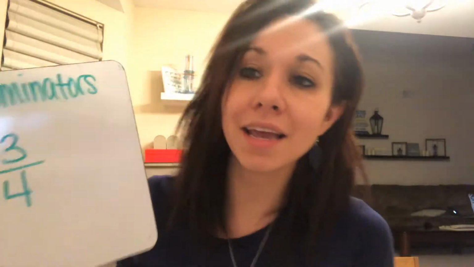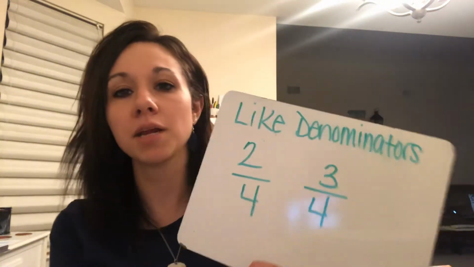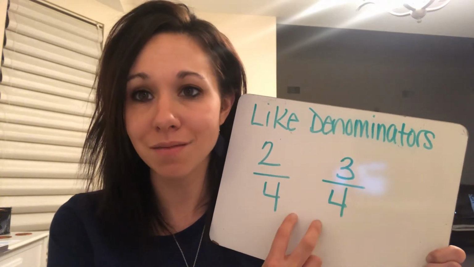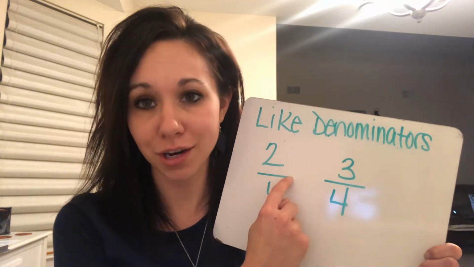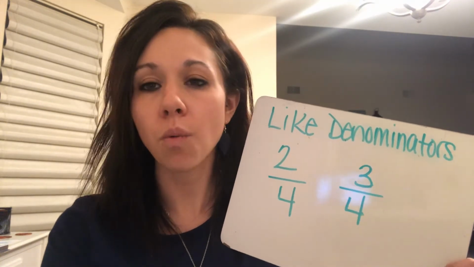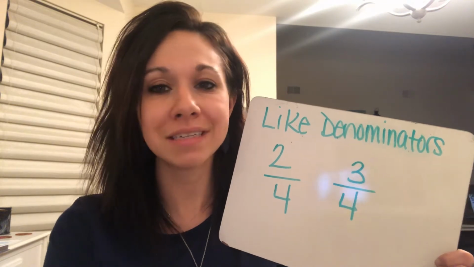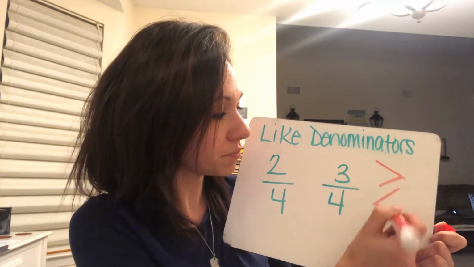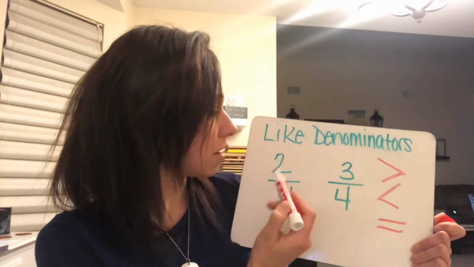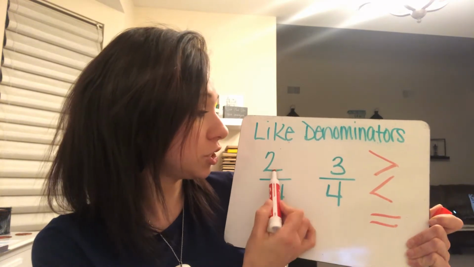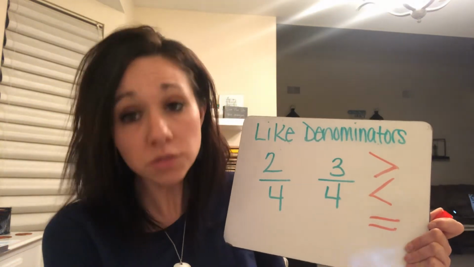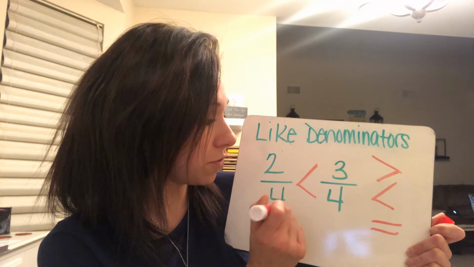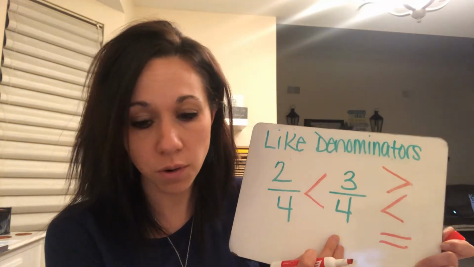Okay, so with like denominators, that means that the denominator, the bottom number, is the same. When the bottom numbers are the same, we are looking up here at the numerators, and we're thinking to ourselves, which numerator is larger? Which digit is greater? We're going to use our symbols greater than, less than, and equal to. Is the digit 2 or 3 greater? 3 is greater. So the alligator wants to eat the larger number. It wants to eat the numerator of 3, so it wants to eat the entire fraction of 3/4.